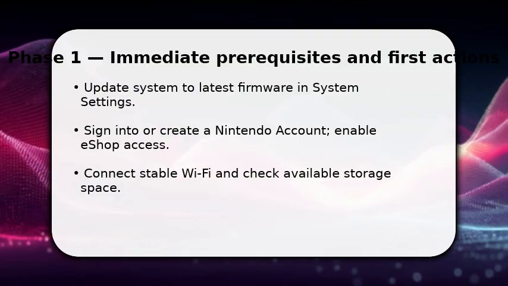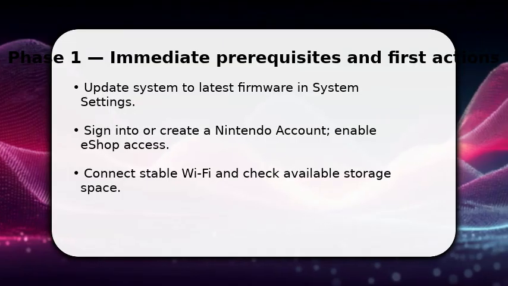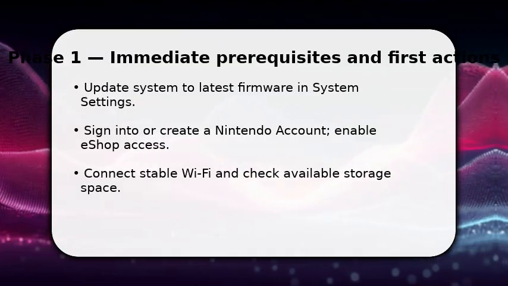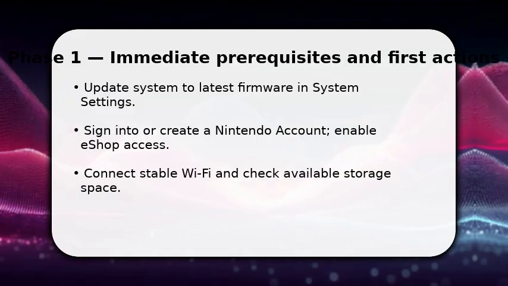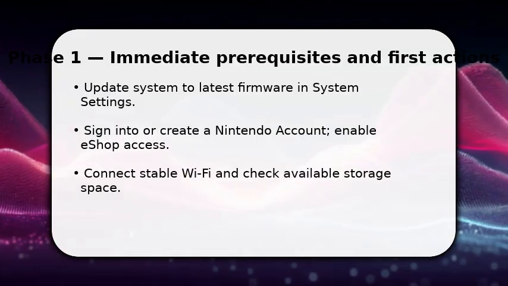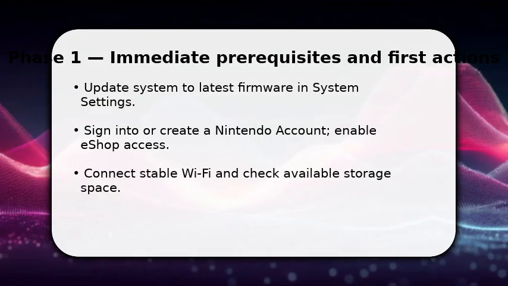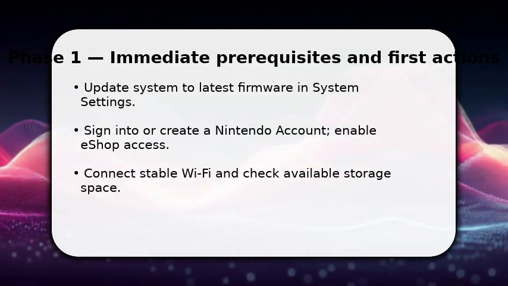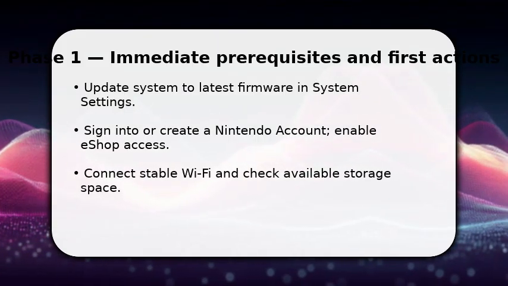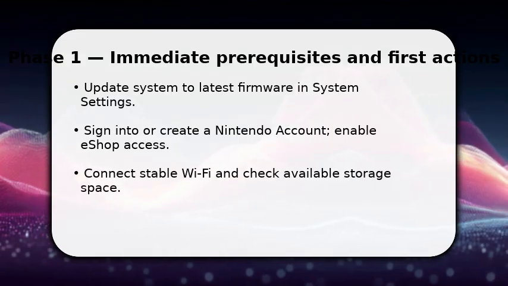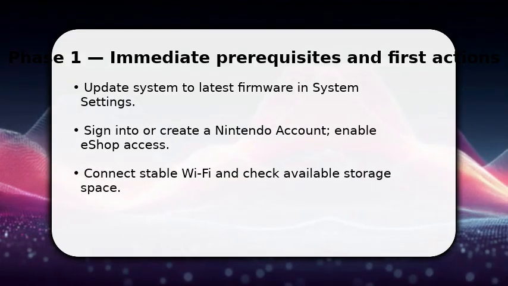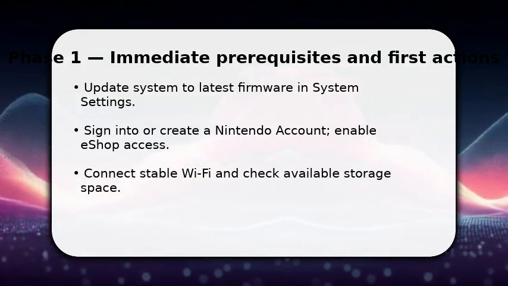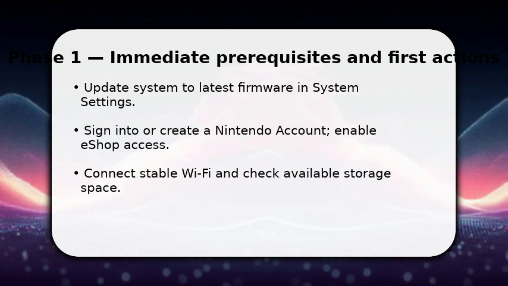You start by getting essentials ready: update the console so new apps install smoothly, sign into a Nintendo account for eShop access, and connect reliable Wi-Fi. Once done, make sure you have free storage. Apps need room to unpack and update. If internal space is low, consider a micro SD card. It's faster than juggling installs. These steps reduce errors and speed installations, so you can jump directly into finding and downloading apps without interruptions.